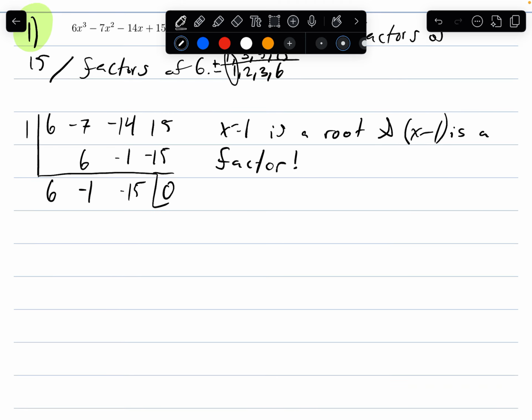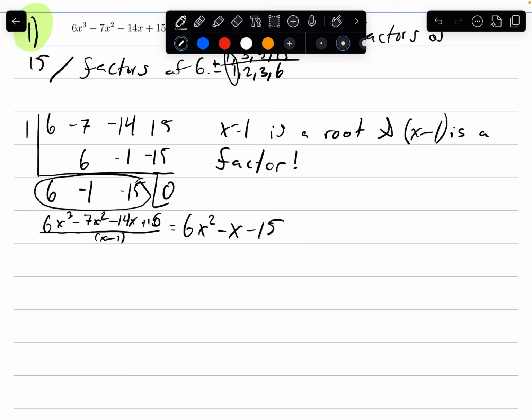Now we just need to find the other factors. We can continue doing the rational root theorem, or we can use the quadratic formula, because now we know that the polynomial 6x cubed minus 7x squared minus 14x plus 15 divided by x minus 1 is going to be equal to 6x squared minus x minus 15. And that's coming from this here. So now we can use the quadratic formula there. So a equals 6, b equals negative 1, c equals negative 15.